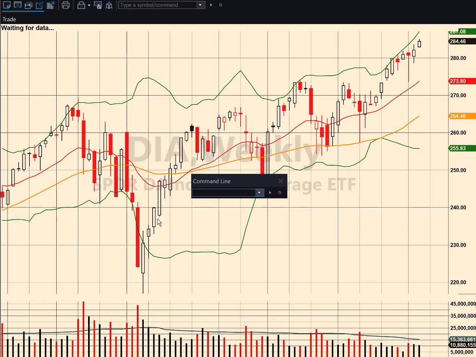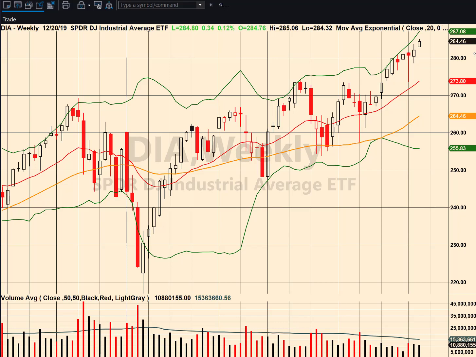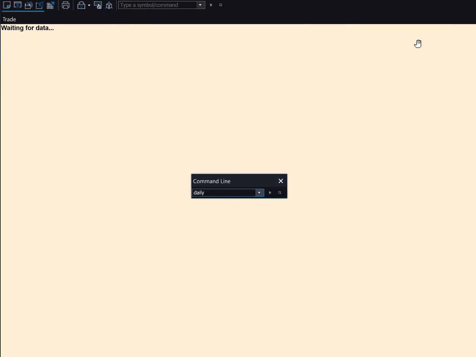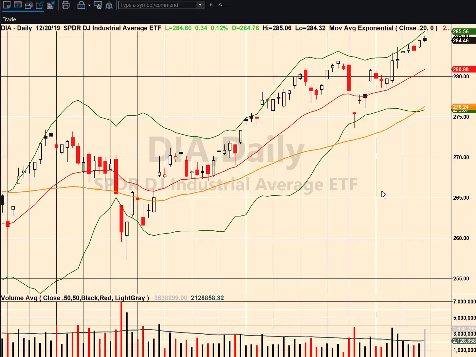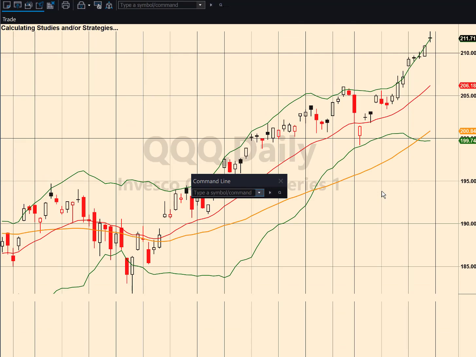Let's take a look at the Dow. We are not even touching the band. We are not overbought on a weekly basis using the Dow ETF. If I go to a daily chart, we're not overbought there either. Let's look at the Qs, the NASDAQ.